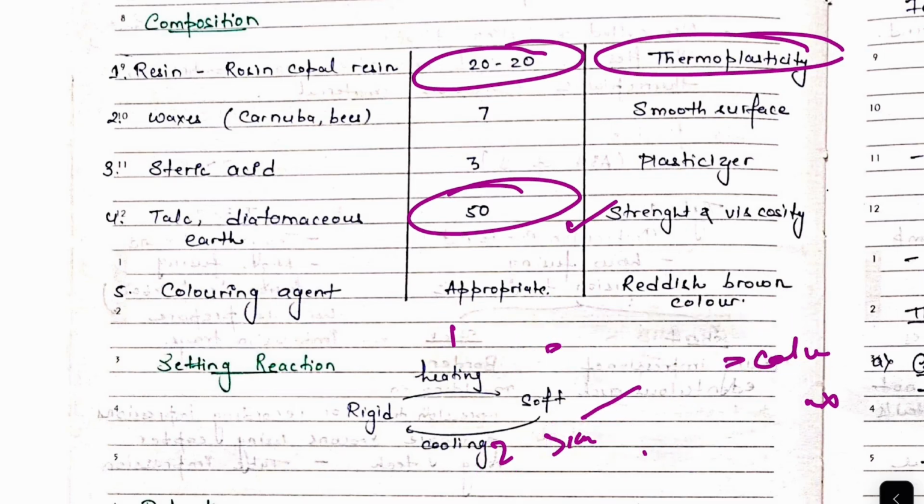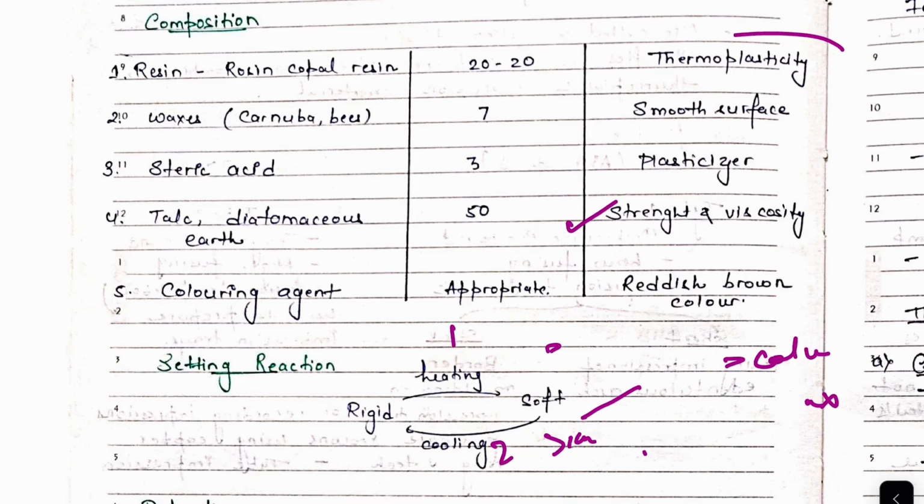If you go over it again, I have a cake of impression material. So my first basic component is the resin, copal resin, but it is only 20%. Then something else forming the major bulk of it. It is the filler, right? And the filler is diatomaceous earth. So it is 50%.